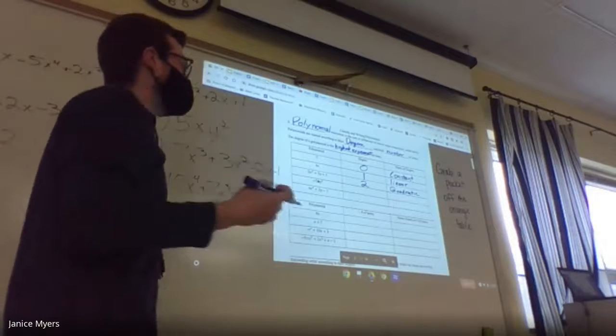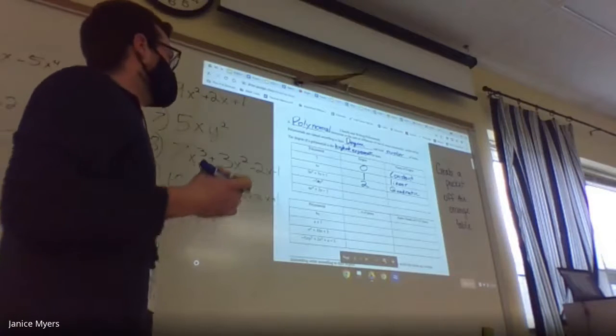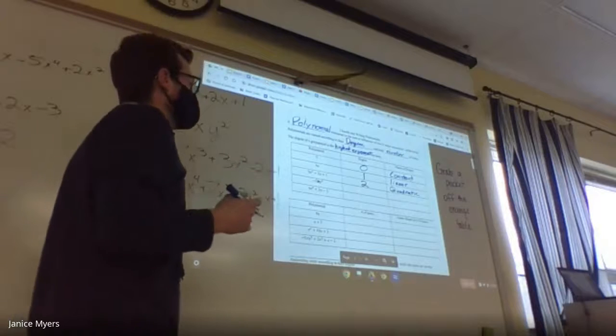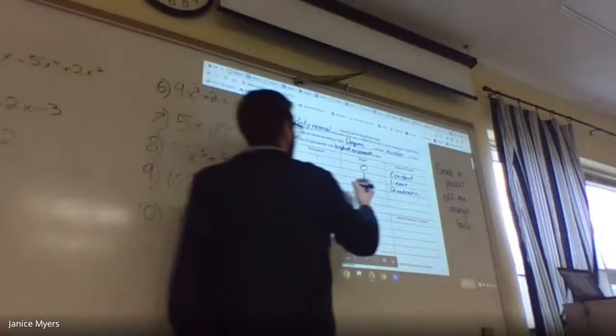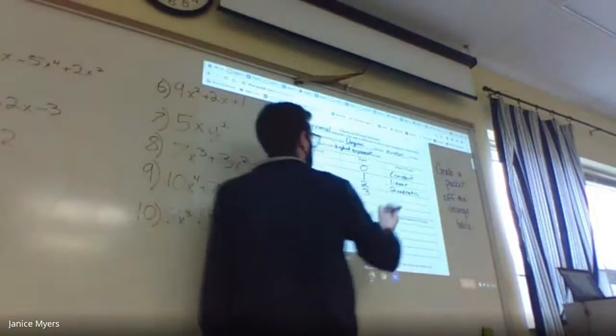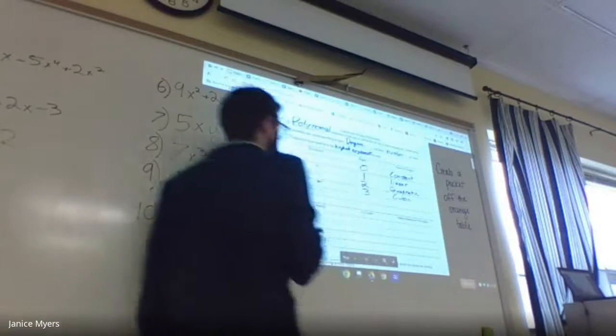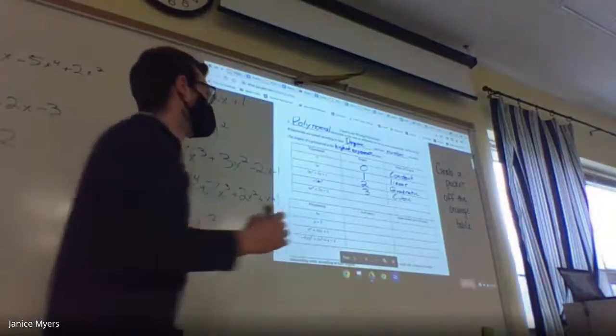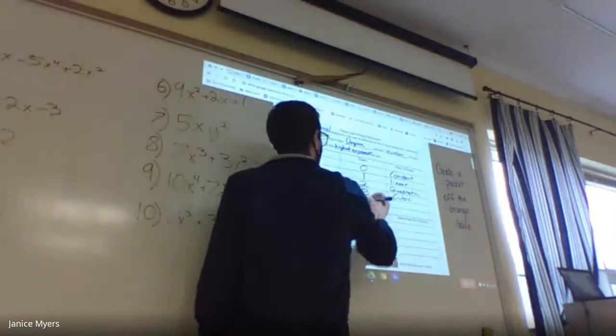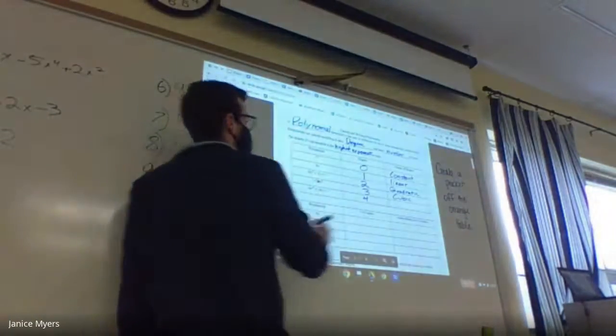So you've got -5y cubed. What's our highest exponent on that? 3. And we're going to call that cubic. And then our last one, the highest exponent is 4. And then we're going to call that quartic.